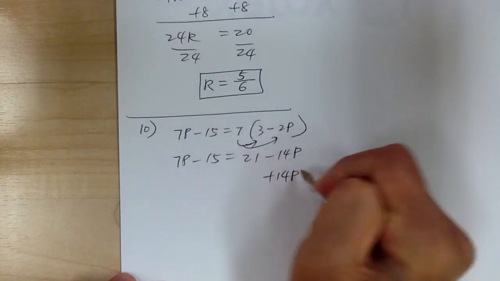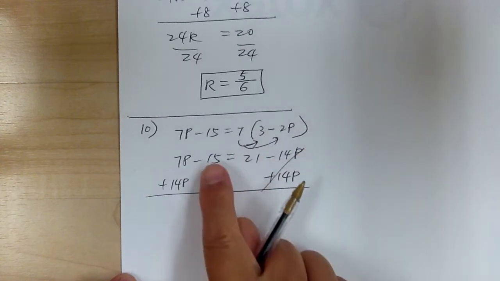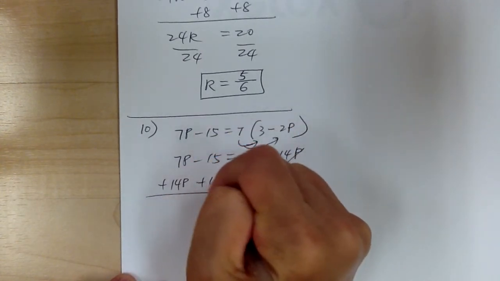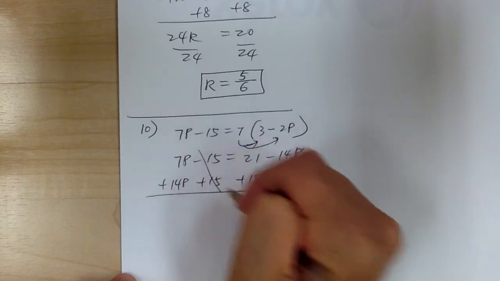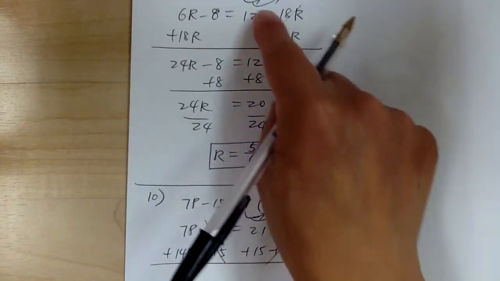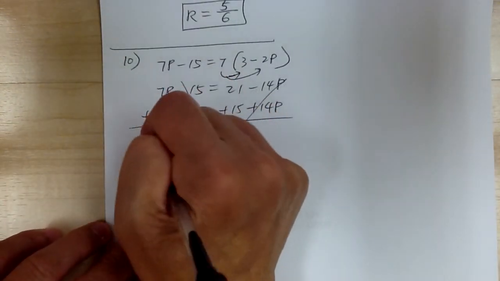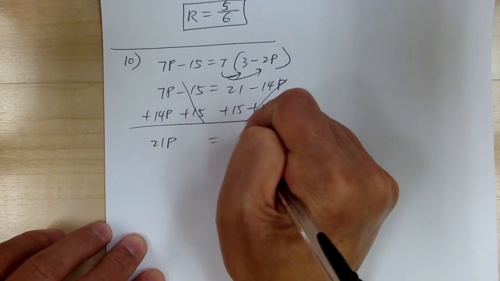So I'm going to move the variable to the left-hand side. So this will cancel out. Then I'm going to move the number to the other side. So I'm going to plus 15, so this cancels out. Okay. So you can do both at the same time, or you can do variable first then the number. Okay. So you get 21p is equal to 36.